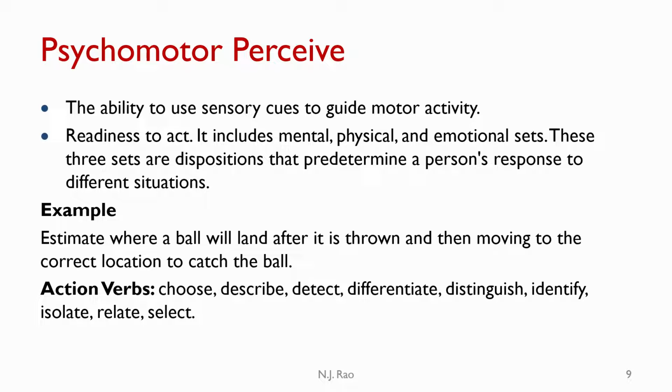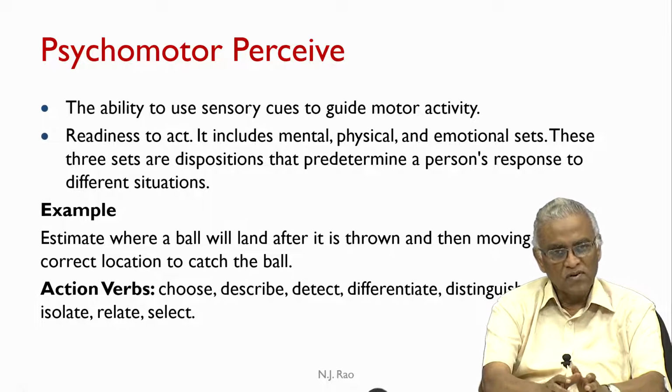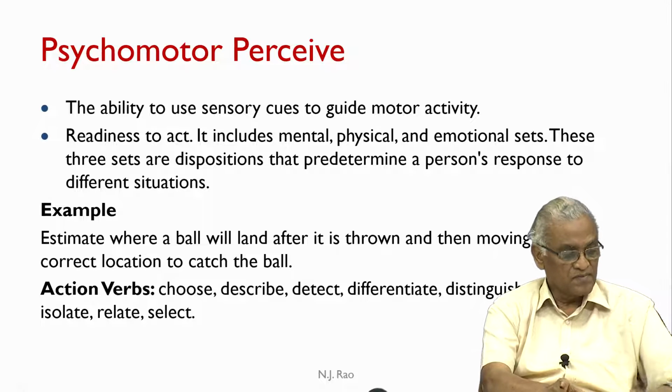Now, action verbs related to that are choose, describe, detect, differentiate, distinguish, identify, isolate, relate, select. For example, we even looked at there we use the word estimate. You can also use the action verb move to represent a psychomotor perceive.